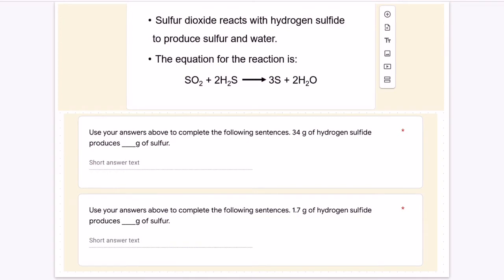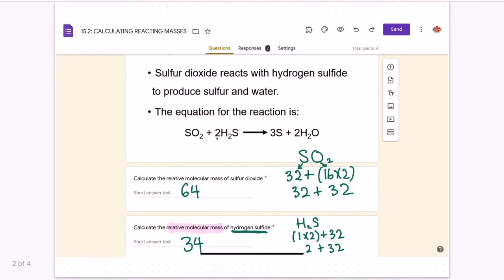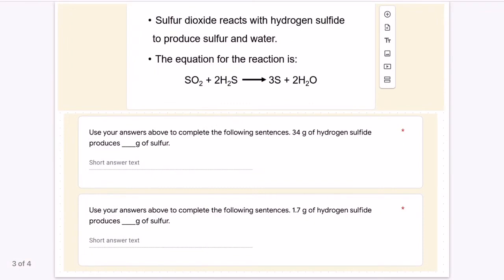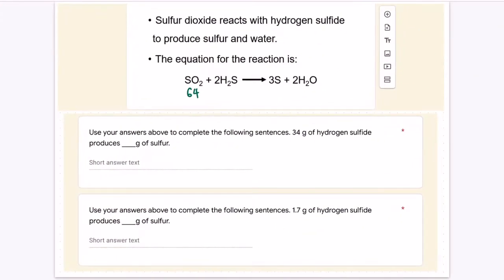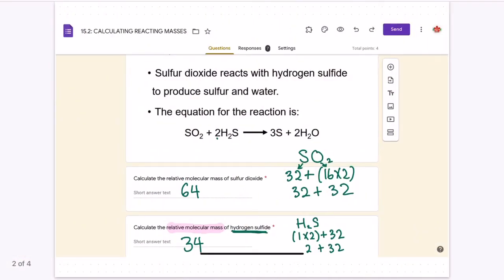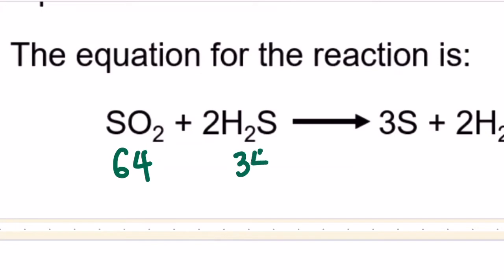Alright, next question. Use your answers above to complete the following sentences. What I mean by use the answer above is the previous answer. Okay, relative molecular mass for sulfur dioxide is 64. So let's just put here 64 as a reference. Next, your hydrogen sulfide is 34. So I'll put the 34 here, but I will put a big 2 in front to make sure I multiply it later.